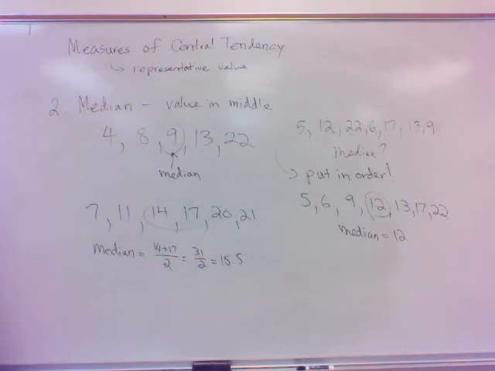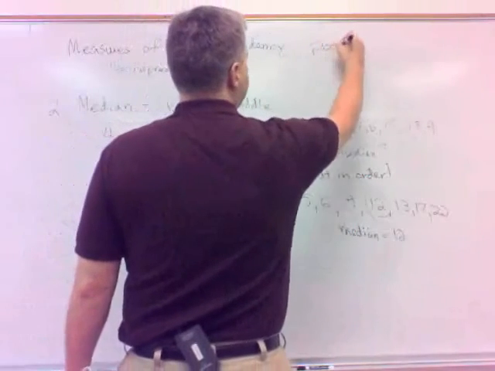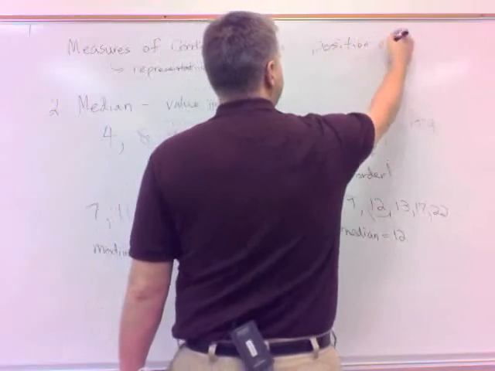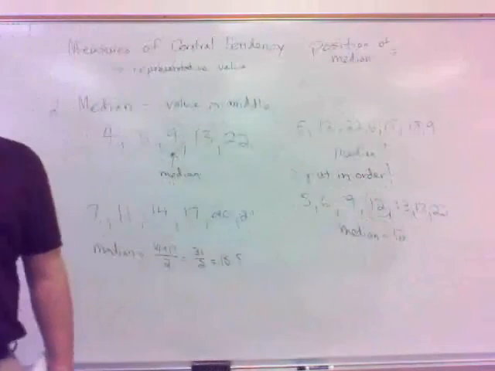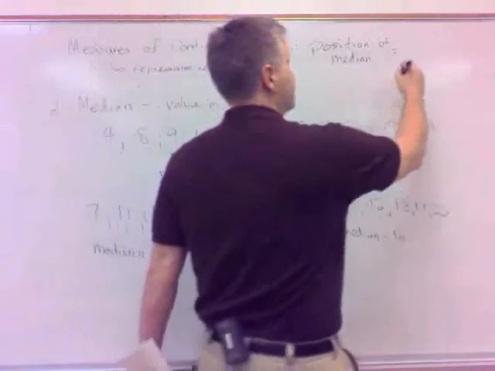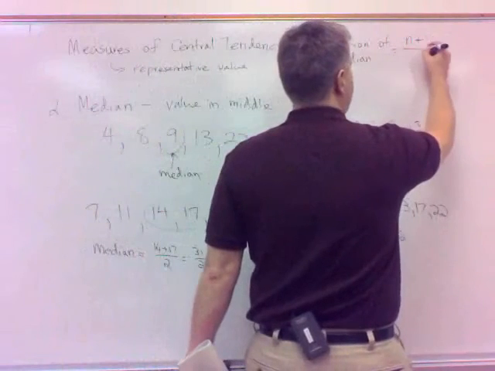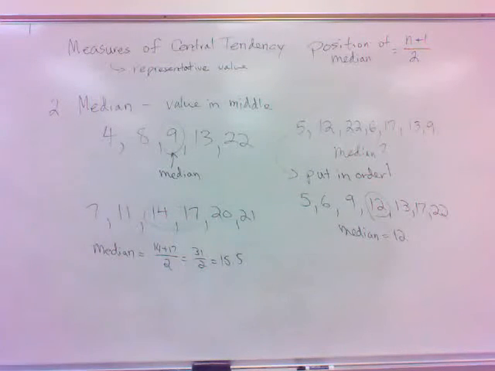Now, here's another thing on the median. So far, I haven't needed it, but there is a little formula for the position of the median. Let's talk about that. Now this tells you the position of the median, not the actual median itself. It tells you where it is. The position of the median goes like this. It's n plus 1 divided by 2. If you have a longer list, that'll give you where the median is.